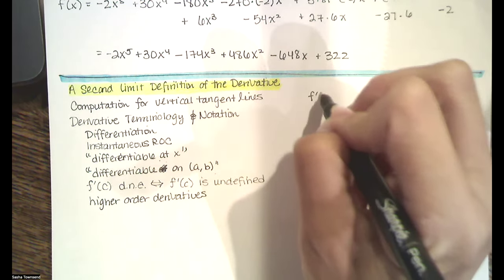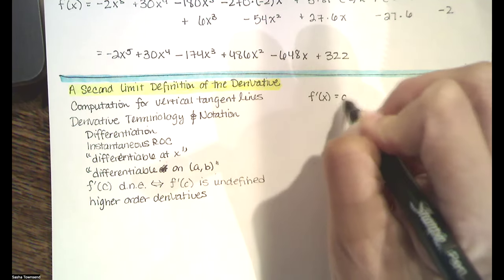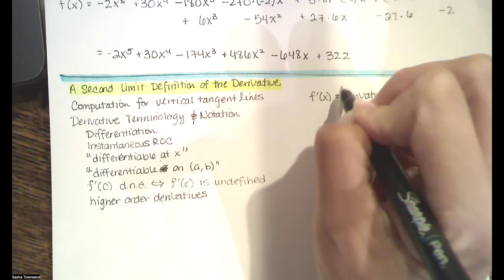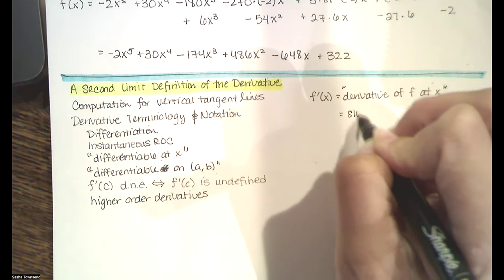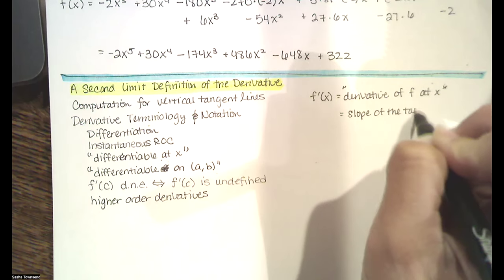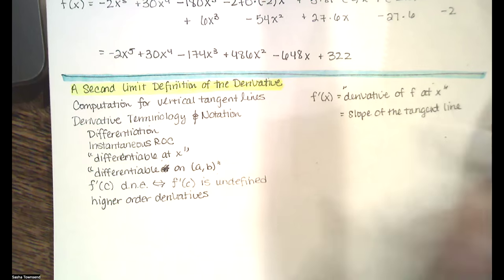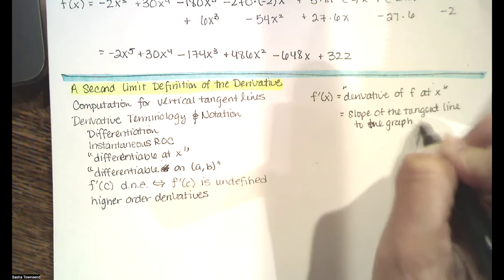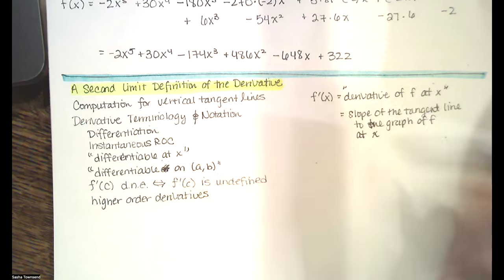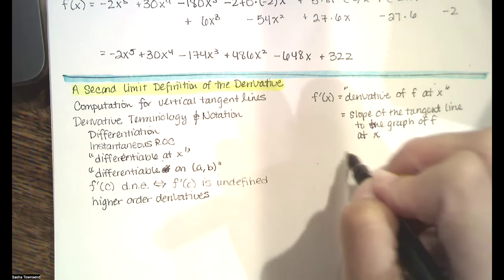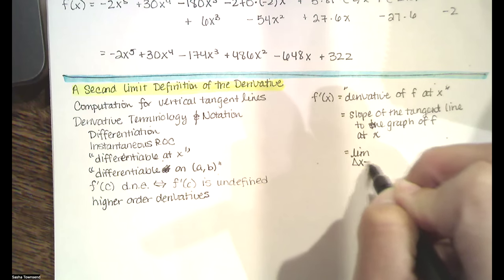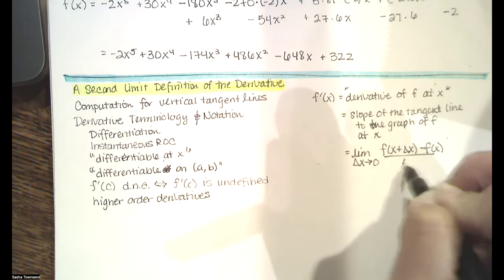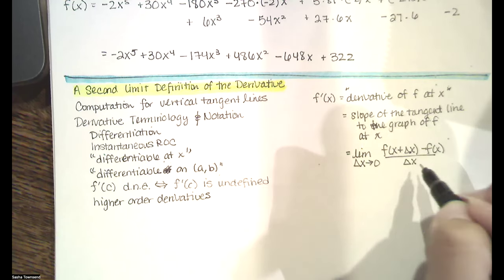So remember, in the last video, we said that f prime of x, that's the derivative of f at location x, represents the slope of the tangent line to the graph of f at that particular x value, and it's given by the limit as delta x approaches zero of f of x plus delta x minus f of x divided by delta x. This is just change in y over change in x.